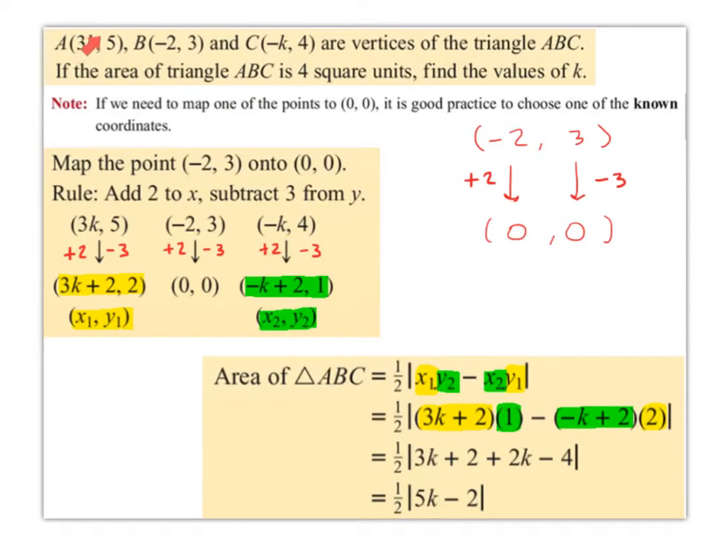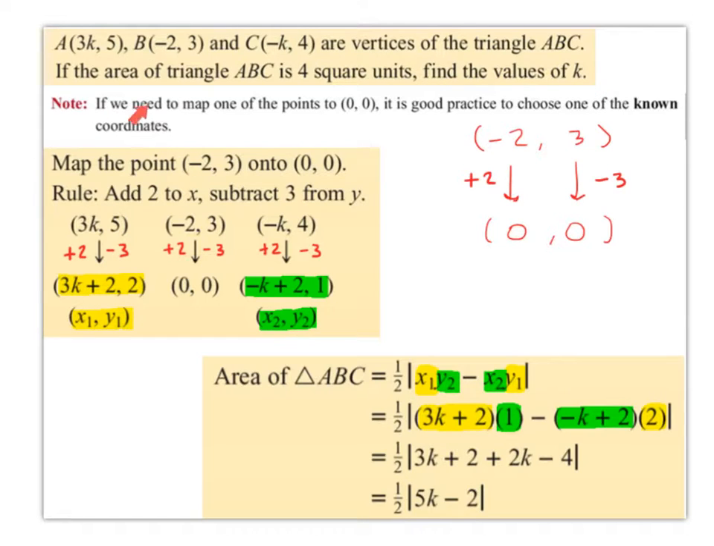A (3k, 5), B (minus 2, 3), and C (minus k, 4) are the vertices or corners of the triangle ABC. If the area of the triangle ABC is 4 square units, find the values of k.